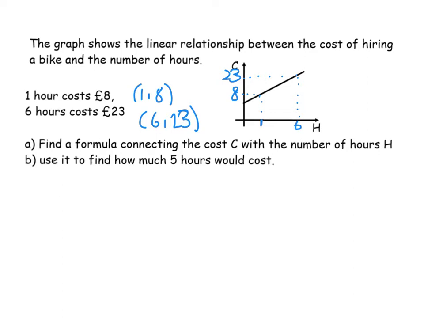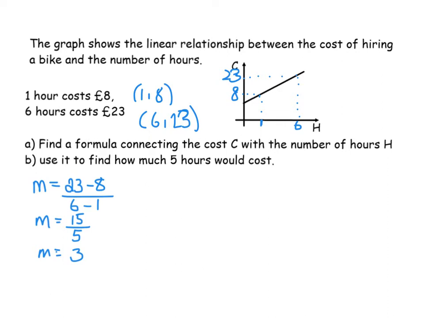So let's have a look at this. Usual rules apply. We're going to get the formula in terms of x and y, and then we're just going to change our x and y to c and h. So our gradient formula is subtracting your y coordinates, so that would be 23 take away 8 over 6 take away 1. 23 take away 8 is 15. 6 take away 1 is 5. So that gives us a gradient of 3 over 1, or just 3. So our gradient is 3, and that's quite a nice gradient.